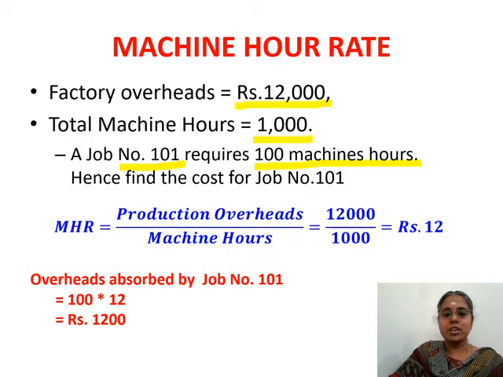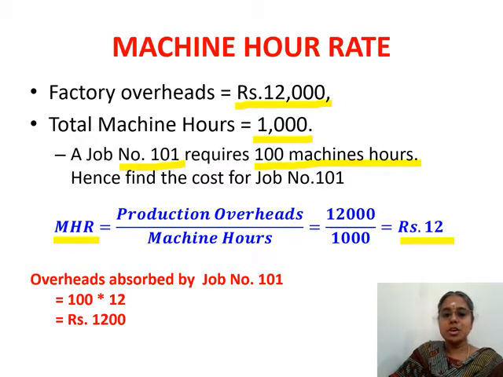So you first calculate the machine hour rate: total production overheads, which is 12,000, divided by machine hours, which is 1,000, is equal to rupees 12. So rupees 12 is the machine hour rate. For running the machine for 1 hour, it costs 12 rupees.